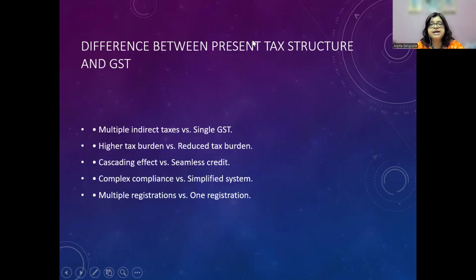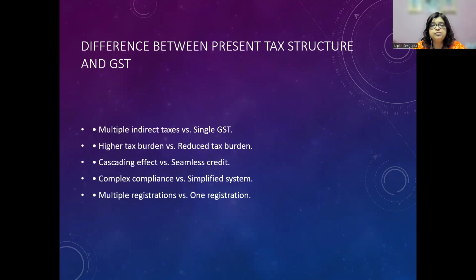Now, what is the difference between the present tax structure and GST? Present means previous tax structure. Multiple indirect taxes versus single tax. Higher tax burden was prevalent in our previous tax structure compared to reduced tax burden nowadays. Cascading effect versus seamless credit. Complex compliance. Initially, the compliance was complex because a person had to go through different compliances for different taxes. One compliance for VAT, one compliance for manufacturing for excise duty, one compliance for services tax. So a person had to go through multiple compliances.